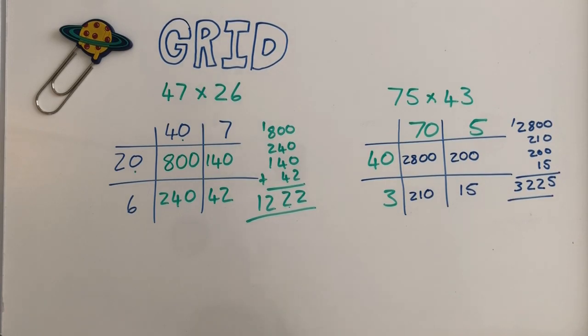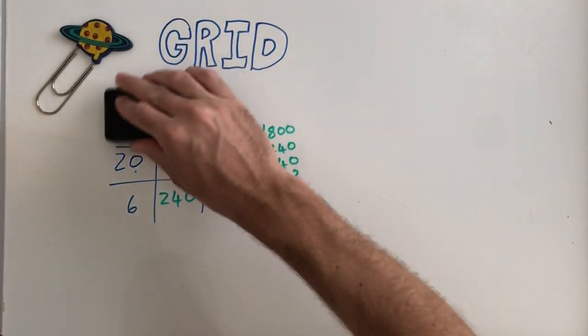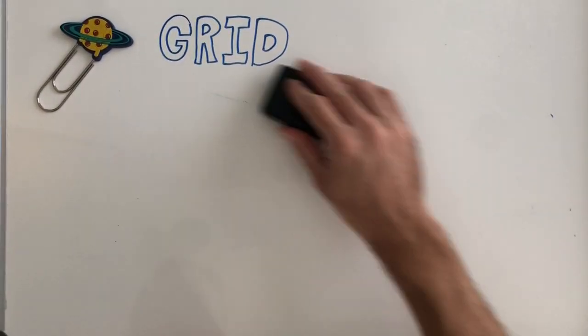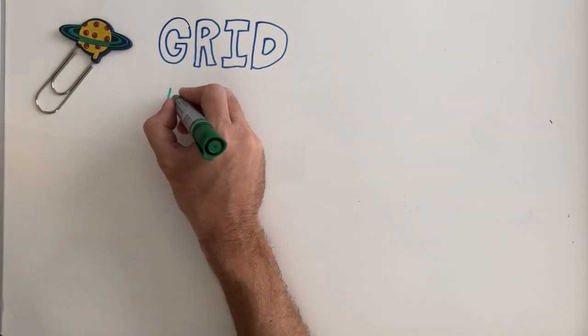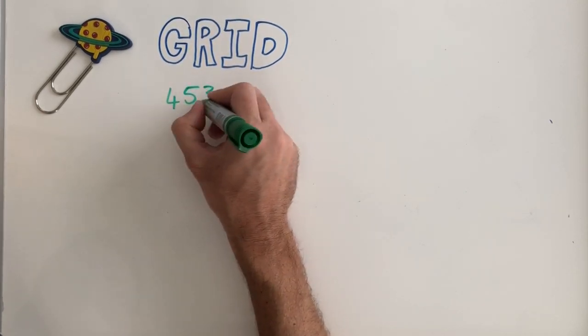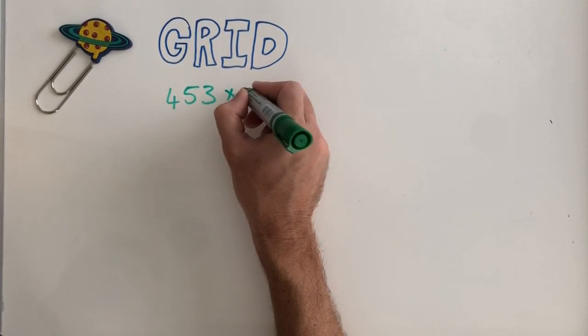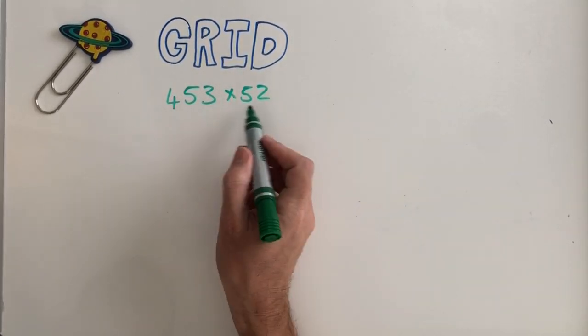You just break the numbers into smaller parts. We can even do it with bigger numbers. So let's just take a look. If we were to multiply bigger numbers, let's just take a random number like 453 times 52. So now we have a bigger number, but we can just break it up into smaller parts again.